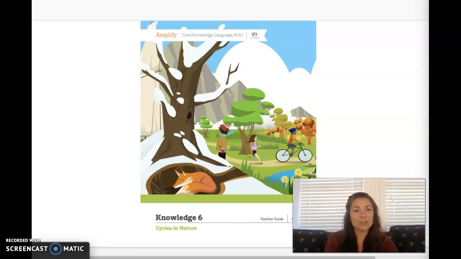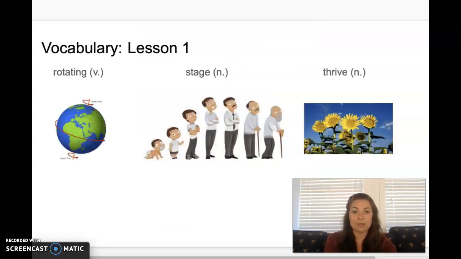Hi, second graders. Today we're going to start our study of Knowledge 6 called Cycles in Nature. This domain is going to introduce to you the many natural cycles that make life on Earth possible. Our first lesson is called the cycle of daytime and nighttime. Before I begin our read aloud, I'm going to introduce our vocabulary words.